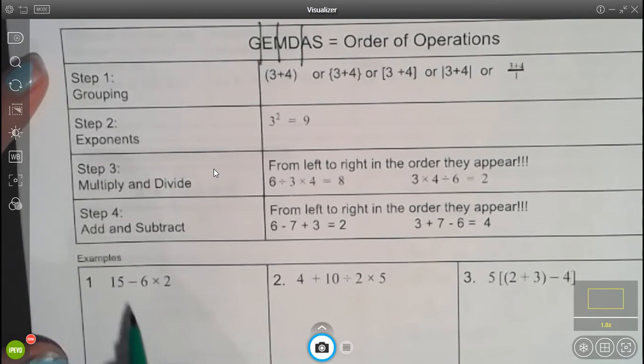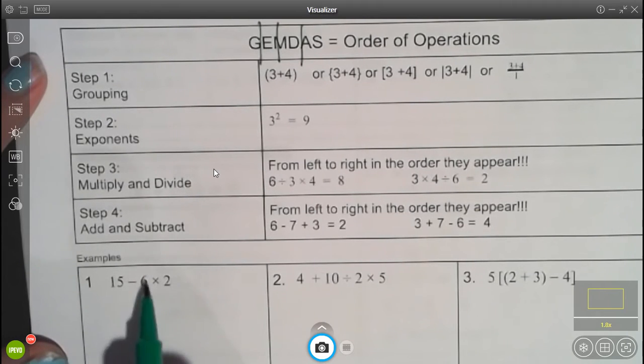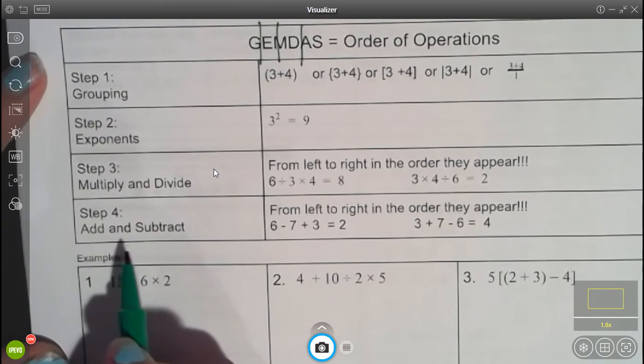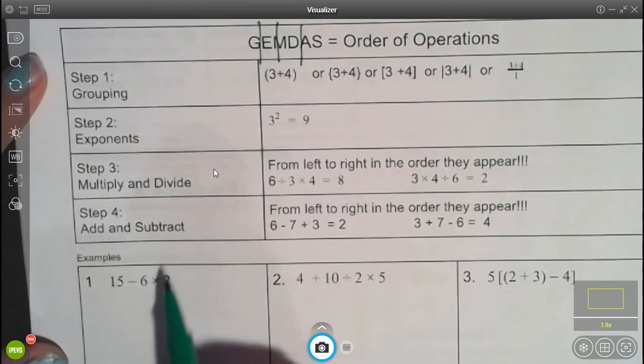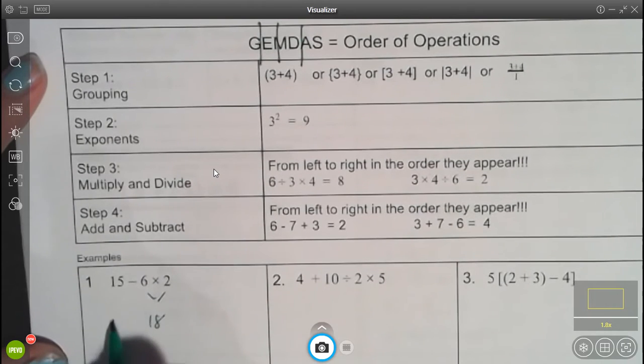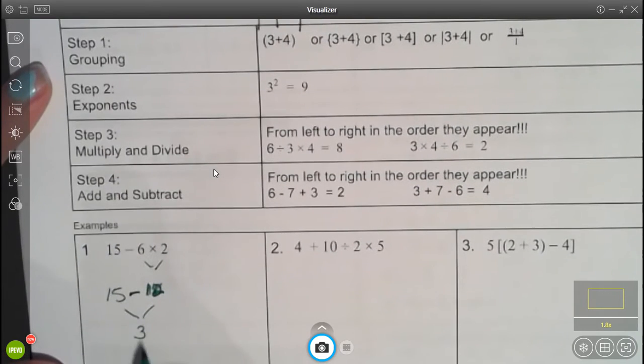So here is a little bit of an example just to get your brains working again on the order of operations. A lot of kids would accidentally do the subtraction first, but adding and subtracting is the last thing we do. There's no grouping, there's no exponents, so we start with the multiplying. Oh, I multiplied wrong there. Sorry about that. And then we do the subtraction and addition at the end.